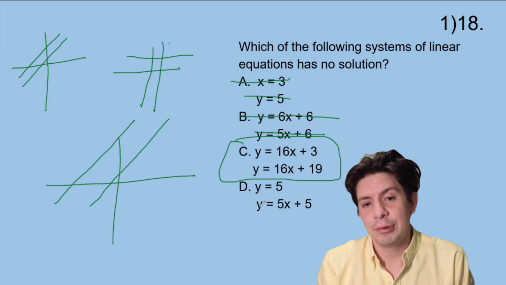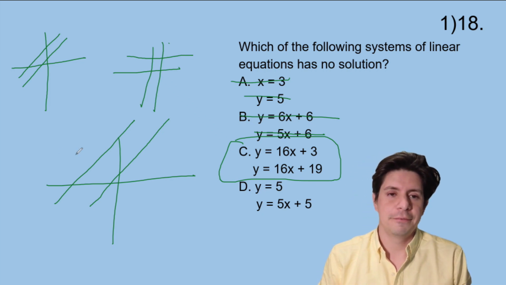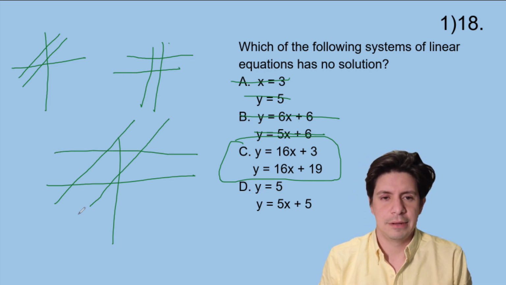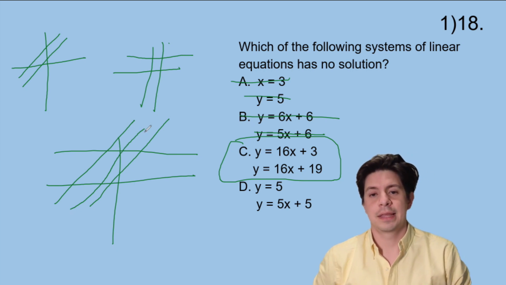And if we did D, we'd have a horizontal line at y equals 5, something like that. And then we'd have 5x plus 5. So it intersects something like that.